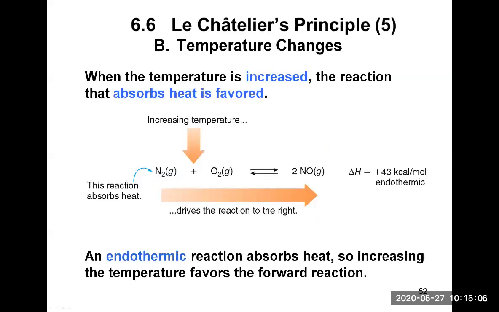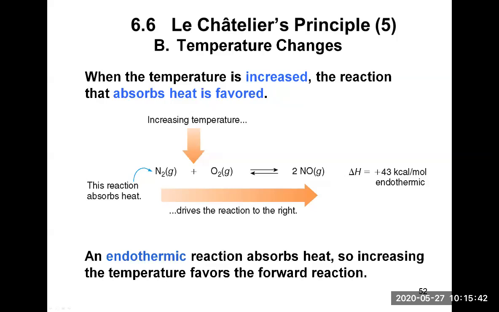Let's look at some temperature changes now. So we have a new chemical equation here with N2 plus O2 in equilibrium with 2 NO. So this is an example of an endothermic reaction because the heat of reaction, the delta H here, is a positive 43 kilocalories per mole. It's endothermic, which means it's a reaction that needs energy, needs heat to occur.